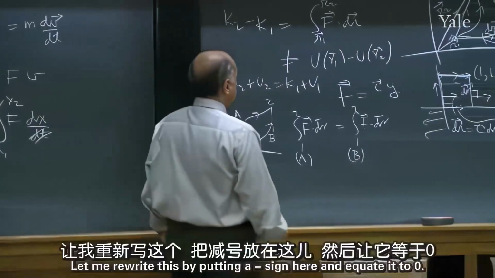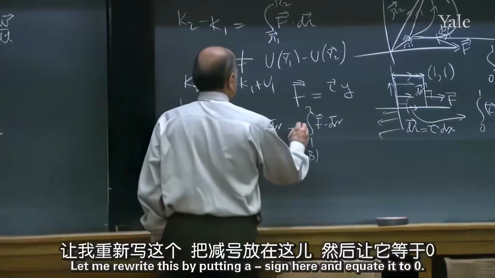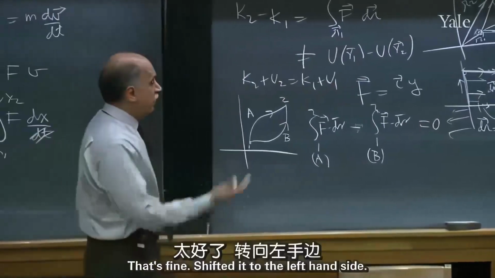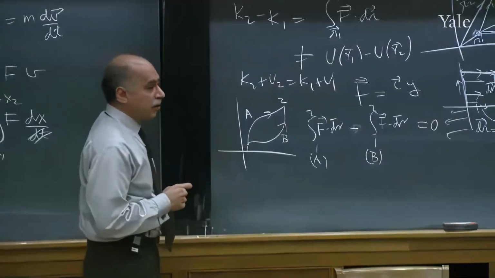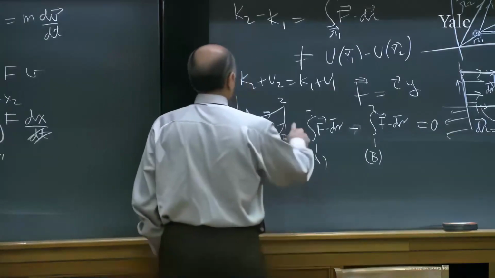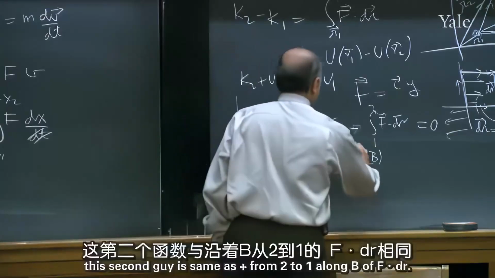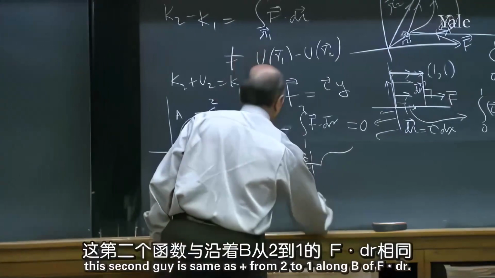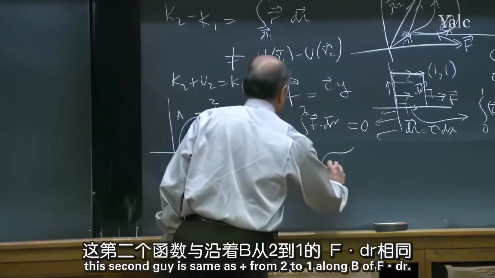Let me rewrite this by putting a minus sign here and equating it to 0. That's fine, they shifted it to the left-hand side. But then we use the fact that when you go from 1 to 2 with a minus sign, this second guy is the same as plus from 2 to 1 along B of f dot dr.